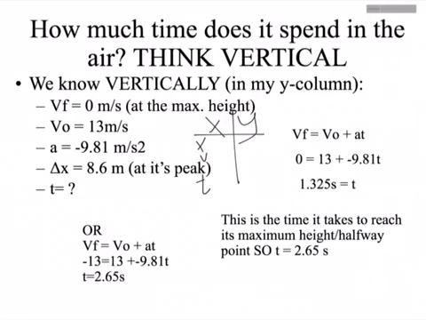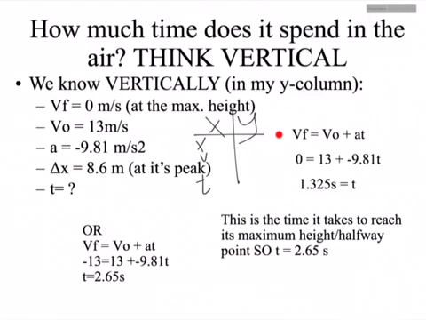So I know, again, that the velocity at the maximum height is 0. The initial velocity as it's kicked up is 13. The acceleration the whole time is negative 9.81. And we just solved on the last slide that it goes up 8.6 meters above the ground. So at the maximum height, it's 8.6 meters above the ground. So we want to solve for time. So really, again, there's always more than one way that you could solve the problem.